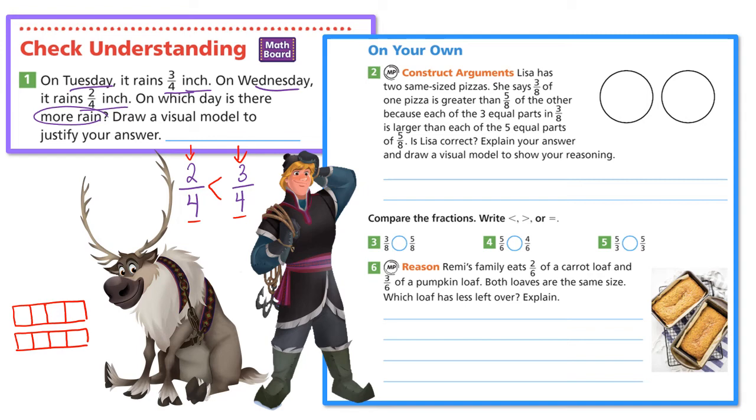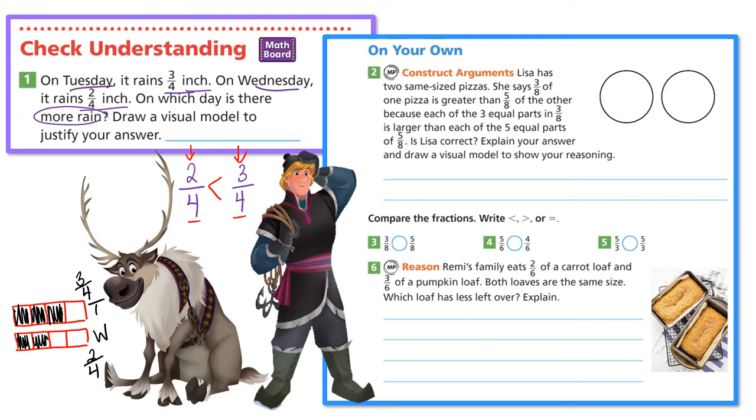So now I'm going to write a T for Tuesday, a W for Wednesday, and on Tuesday I'm going to shade in 3/4 or 3 of those parts. And on Wednesday I'm going to shade in 2 parts or 2/4. And by looking at my shaded parts, I see that 3/4 is bigger than 2/4. It has 1 extra part shaded. It has 1/4 more shaded than 2/4.